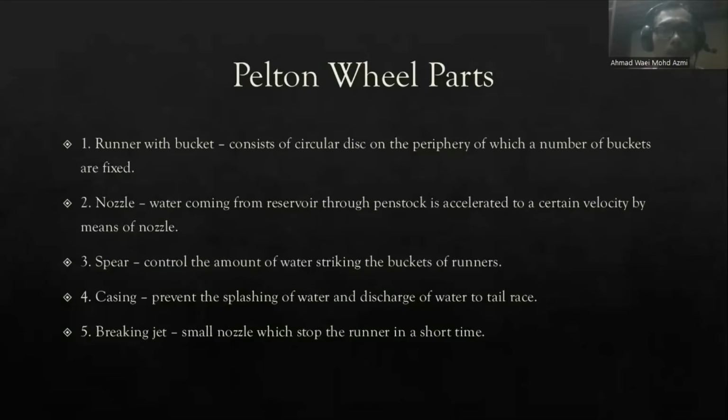Next are the Pelton wheel parts, as you can see from the picture just now. First, the runner with buckets: it consists of a circular disc on the periphery of which a number of buckets are fixed. Second is the nozzle. Water coming from the reservoir through the penstock is accelerated to a certain velocity by means of the nozzle. Number 3, the spear, controls the amount of water striking the buckets of the runner. Number 4 is the casing. It prevents the splashing of water and discharges water to the tail race. And lastly is the braking jet. This small nozzle will stop the runner in a short time.